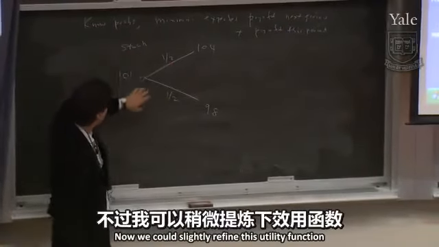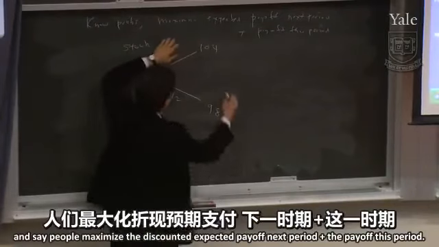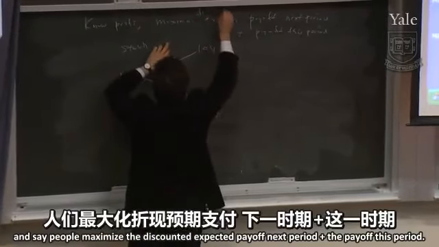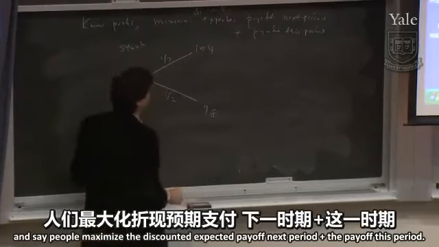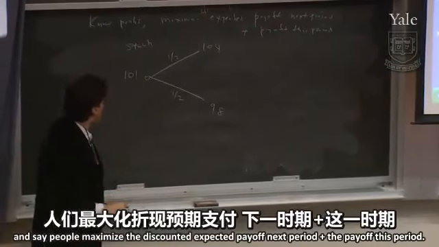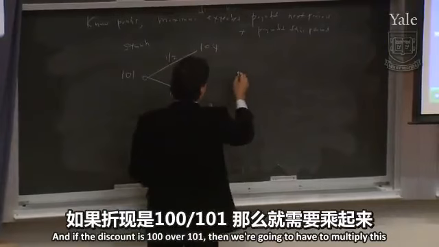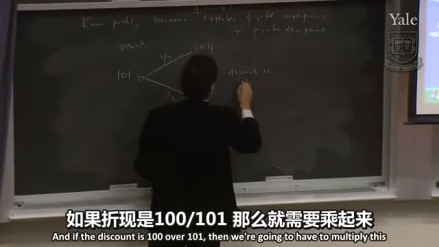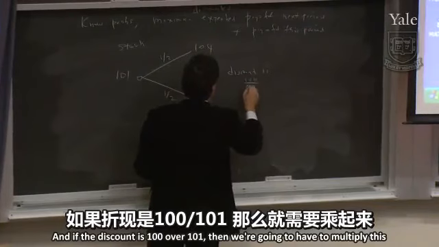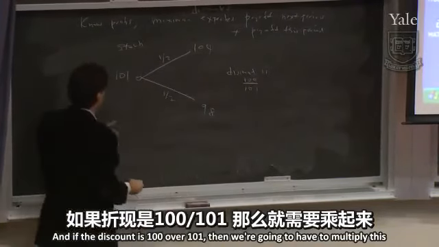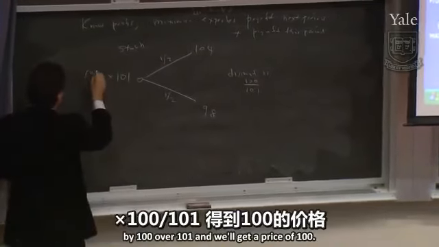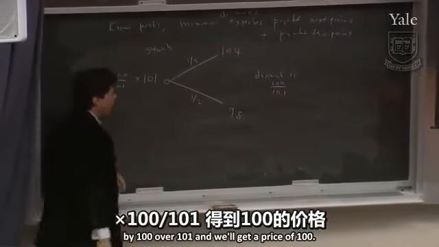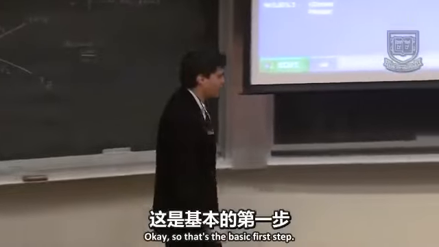Now we could slightly refine this utility function and say people maximize the discounted expected payoff next period plus the payoff this period. And if the discount is 100 over 101, then we're going to have to multiply this by 100 over 101, and we'll get a price of 100. Okay, so that's the basic first step.